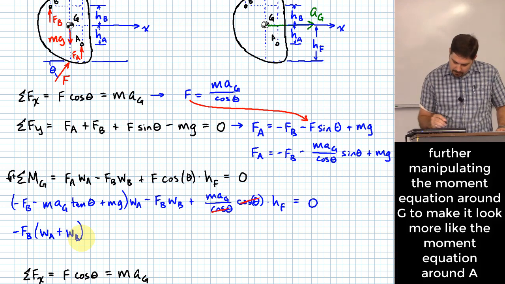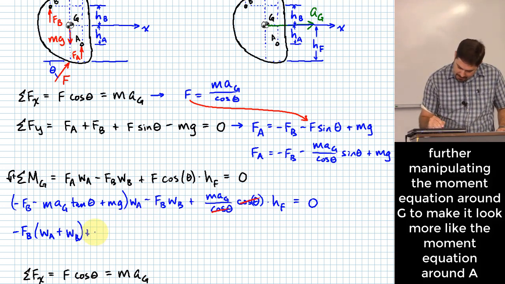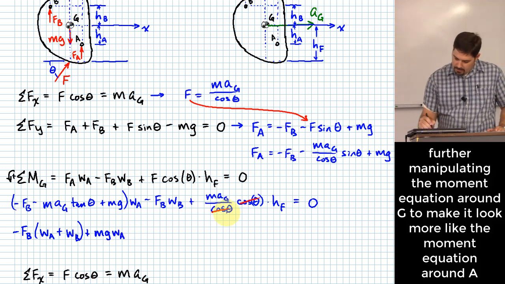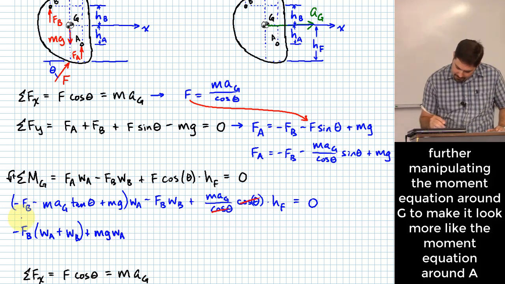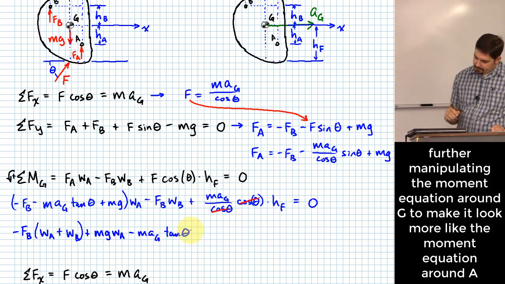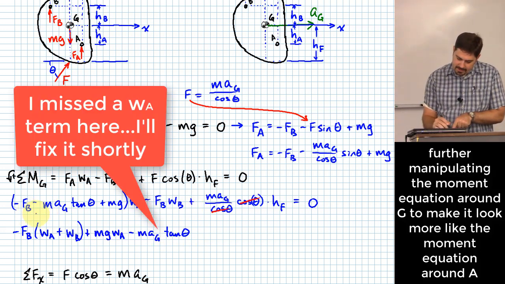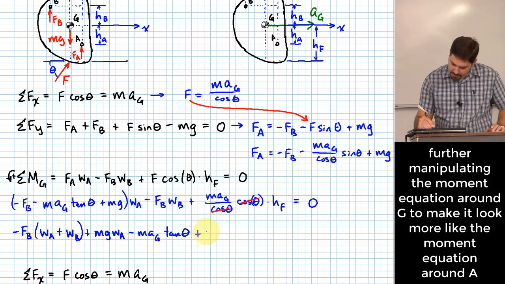Okay. The other one that I would have here is I might have a plus mg WA, right? And then I'm going to have this minus m_a g tangent of theta. Okay, and I think that takes care of everything up to this last term, which is just going to be m_a g HF.